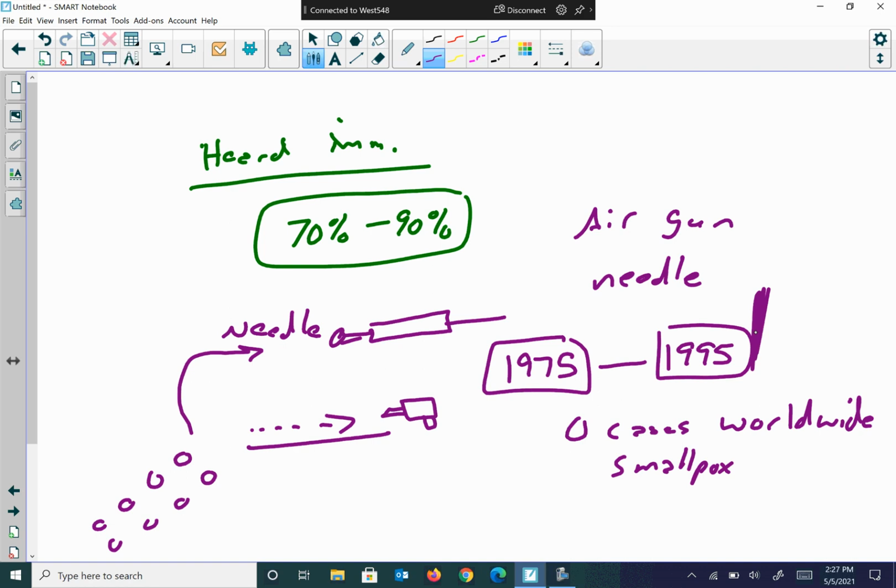So if you go home, ask your parents, let me see your arm, either your left or your right. Chances are your parents have a small indentation or a little discoloration of their skin where the smallpox shot was given. So what happened in 1995? Well, we stopped giving it, and other countries started not giving it.